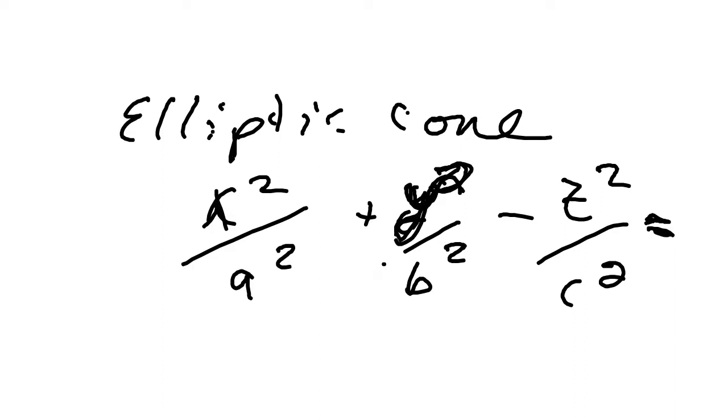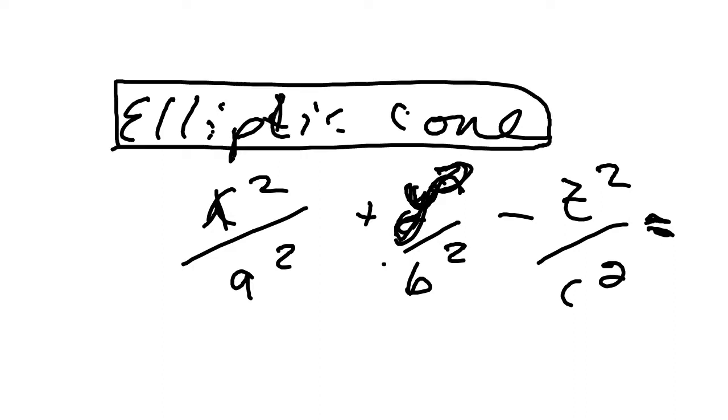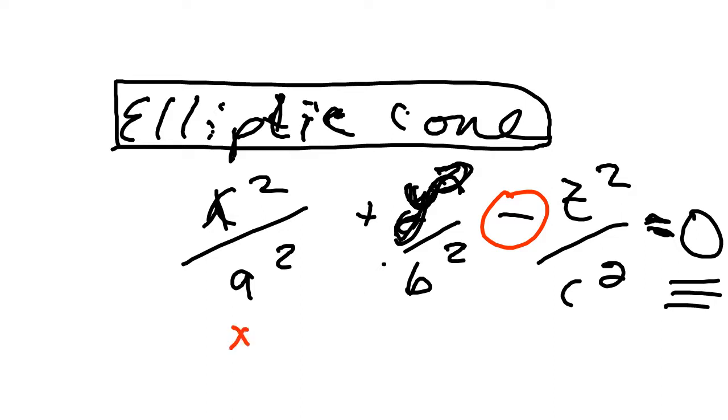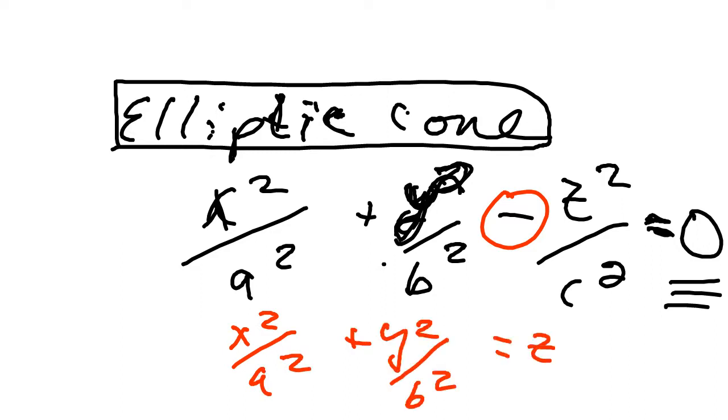So I think I'm just going to finish this here. I'm going to keep rolling with the recording because I don't think this will take long. Equals 0. So now we equal 0 here. What do we notice? We've got one of these with a minus sign, but now this equals 0. So what I can do is add that to both sides, and I get x squared over a squared plus y squared over b squared equals z squared over c squared.